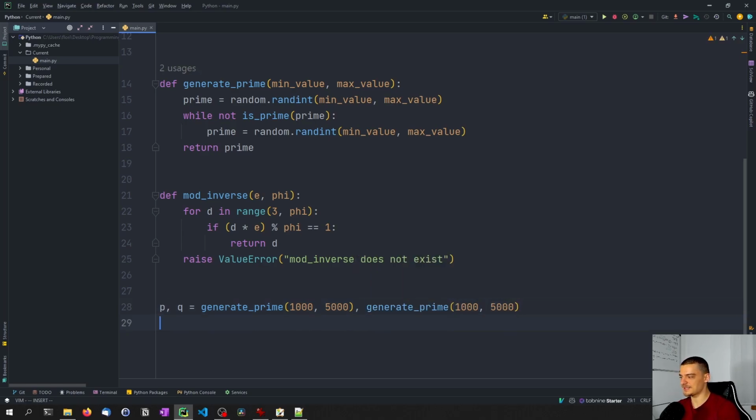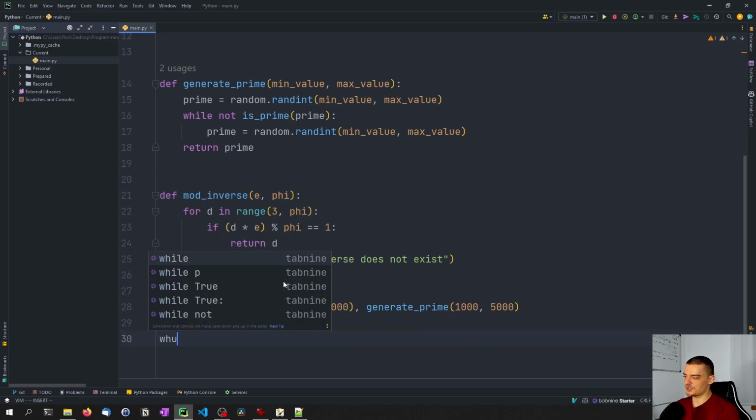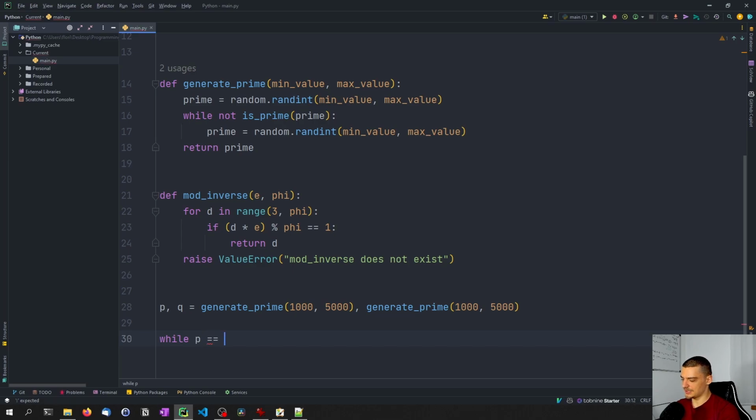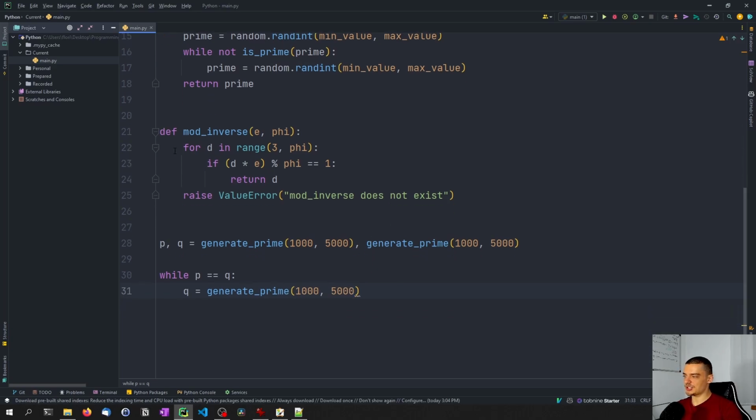So something like this. And then we're going to say while p, in the case that p is the same as q, which could happen, of course, we want to regenerate q. So q is going to be generate prime, 1,000, 5,000 is the range. Basically just meaning we're generating two prime numbers, and in case they are the same prime number, we're just going to regenerate it until they're no longer the same.